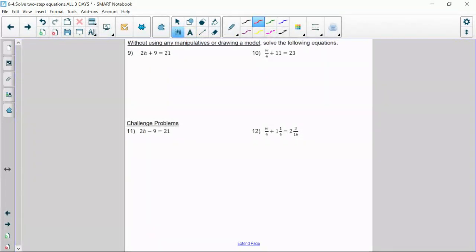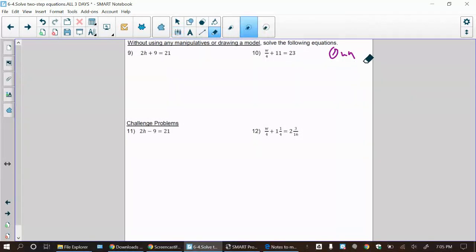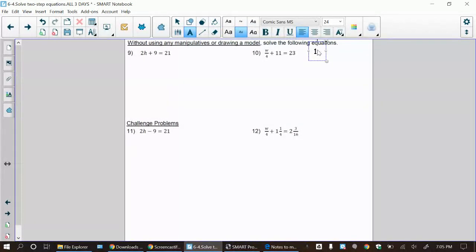All right. So remember, our first steps are always undo the addition or subtraction. So first steps. 1, undo our addition or subtraction. Remember, using the opposite. So whatever you see, you want to use the opposite of it. Then 2, undo or use the inverse operation of either multiplication or division.